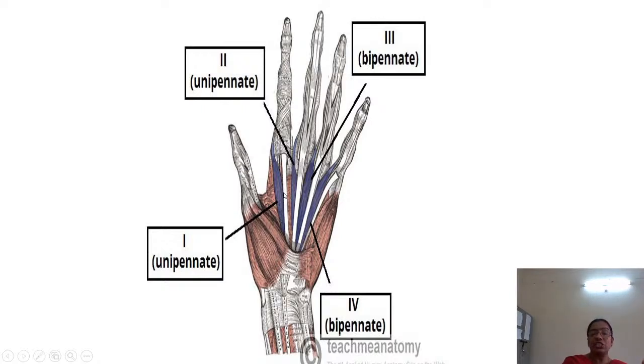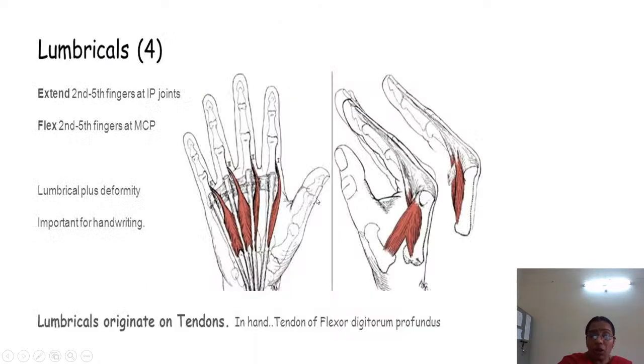So this is flexor digitorum profundus. From the flexor digitorum profundus, from the lateral side you can see the first lumbrical, second, third and the fourth lumbricals, which are coming from the radial side of flexor digitorum profundus. So this is the origin. When you see the insertion of each lumbrical, these are the lumbricals which are coming from the radial side of the flexor digitorum profundus.